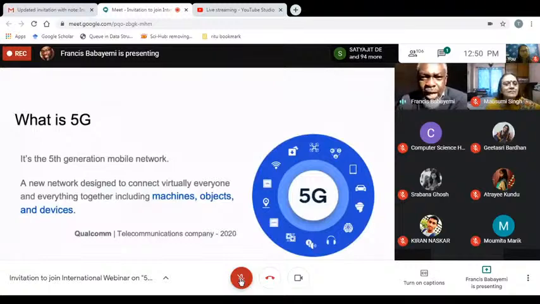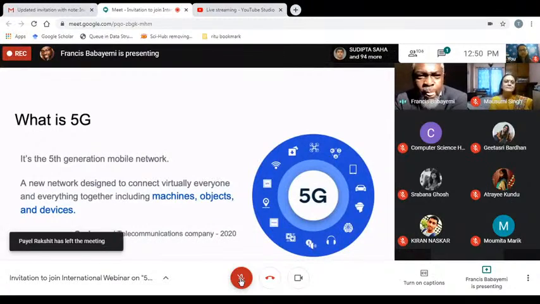But the question we have to ask ourselves, just for everybody's interest, is what is 5G? 5G, as we know, is a new network designed to connect virtually, and I mean virtually, everyone and everything together, including machines and also objects and devices. Like I said, Saptashi would delve a little bit more into the 5G evolution.